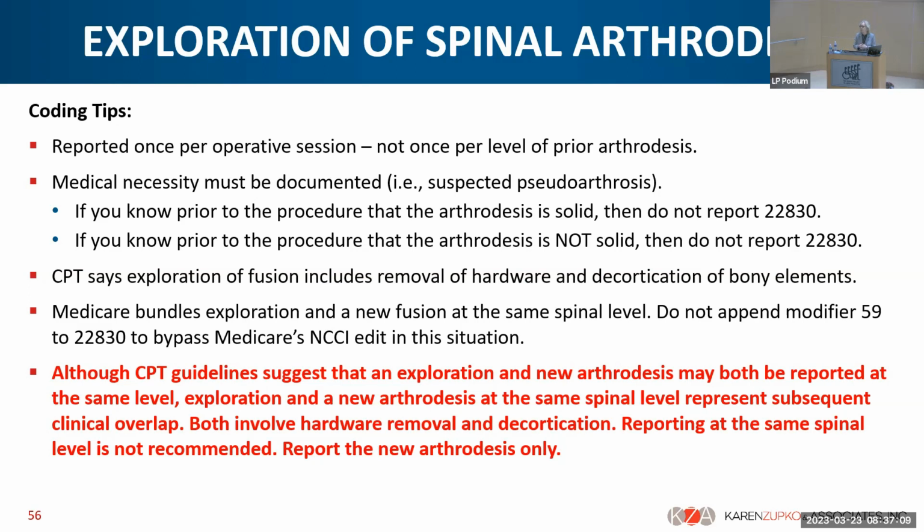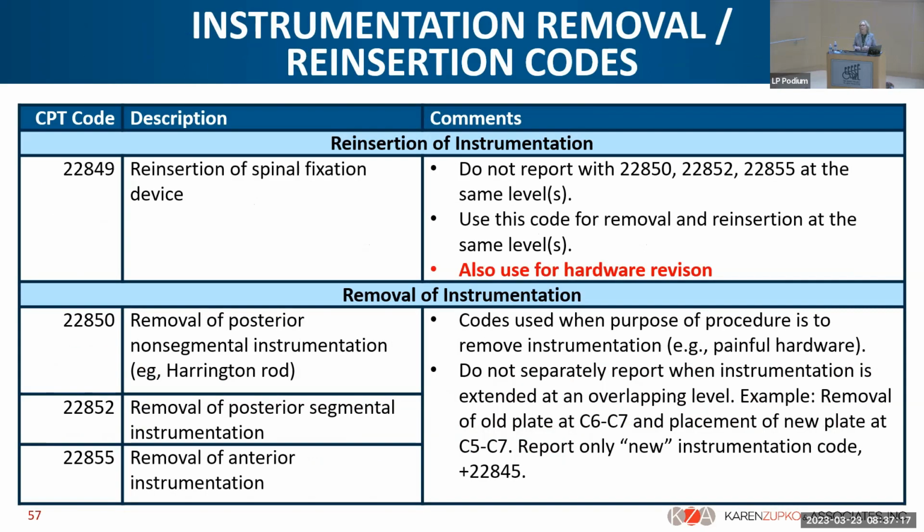That's a new instrumentation and a new fusion, not exploration. Okay, so very rarely used in neurosurgery. And removal of hardware. Now, if you remove hardware at the exact same location or revise it, take out a screw, put a new screw in different size, that's 22849. If you remove instrumentation and then you place instrumentation in any level that overlaps the old hardware, you can only bill for the new instrumentation.